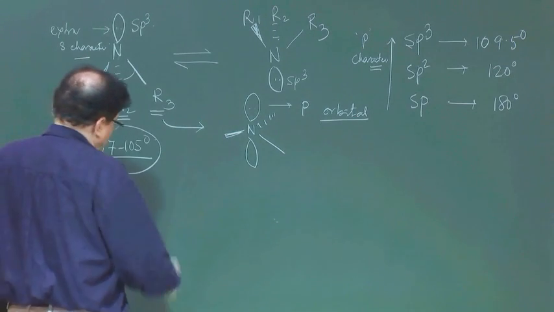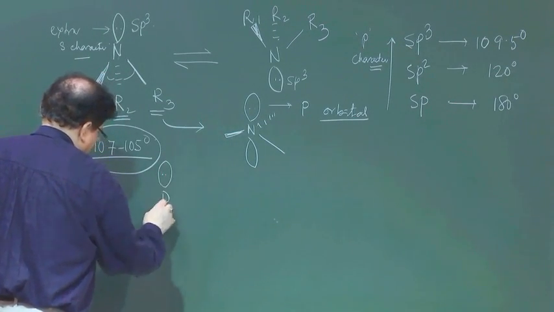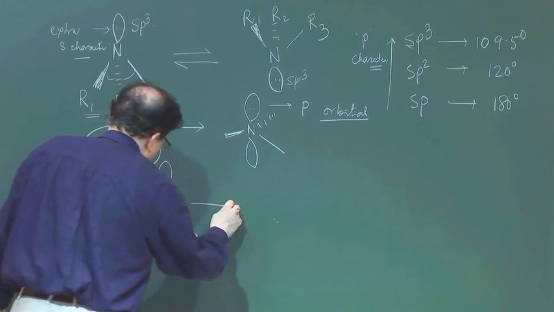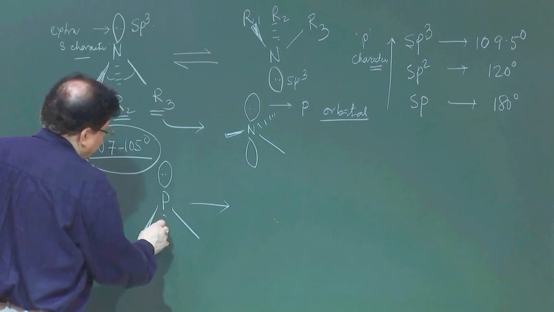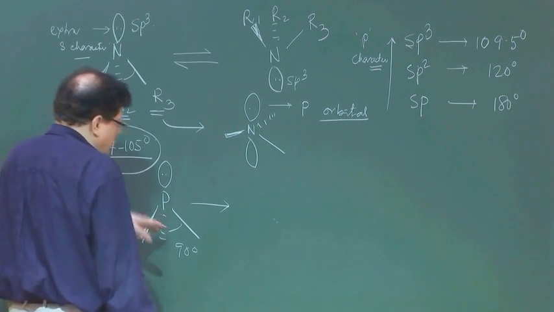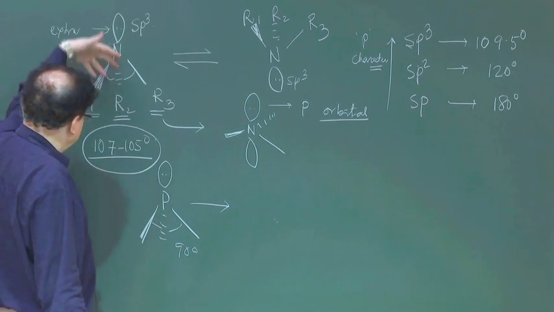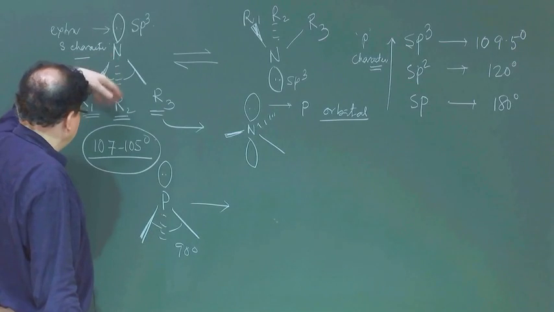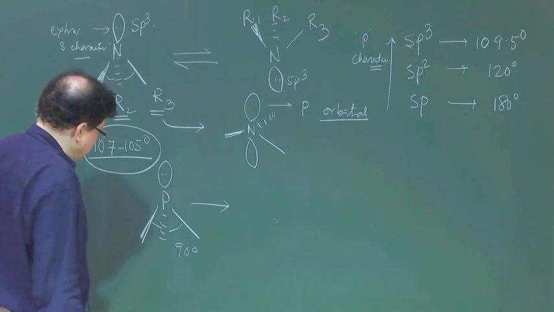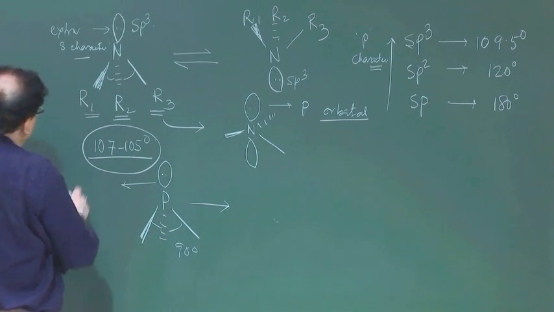But if you go to the phosphorus case, the spin inversion, if you consider it in the phosphorus, then what happens? These angles are close to 90 degrees, and if it is close to 90 degrees, that means these have got much more p character than the bonds which are in the trialkyl nitrogen. Comparing the nitrogen and phosphorus, this has got more p character and this has got much more.